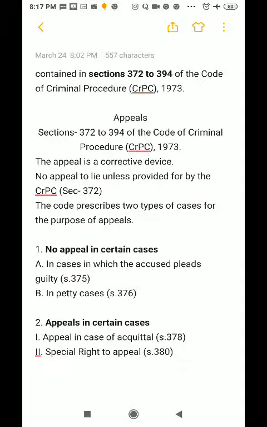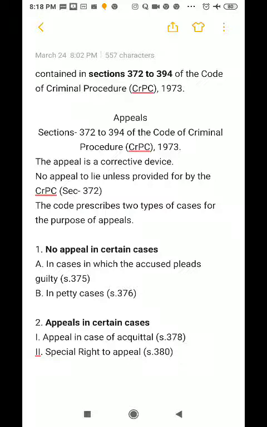So if there is any case of acquittal, there is a chance of appeal. Next comes special right to appeal. Suppose one person or more than one person are convicted in one trial. Then, if the judgment or order which is passed is appealable in nature, they have the right to appeal. This is called special right to appeal. And where can you find this provision? Under section 380 of the CRPC, you can find this provision.